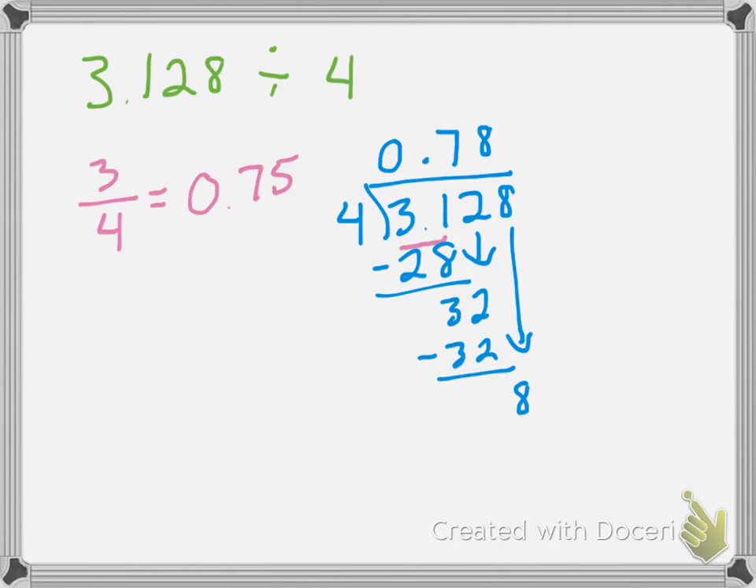4 goes into 8 2 times, because 4 times 2 is 8. Subtract those, and that's going to give me 0. So that leaves me with an answer of 782 thousandths, which happens to be really close to our estimate of 75 hundredths.